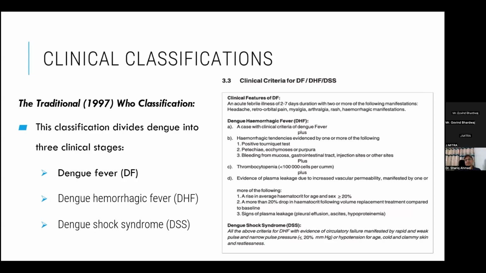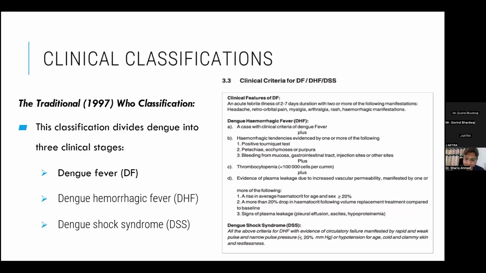Then, if the condition further worsens, it can lead to dengue shock syndrome. What is dengue shock syndrome? After the hemorrhagic manifestations, there is a very rapid and weak pulse, and there is narrow pulse pressure of less than 20 mmHg, or hypotension for the age, and there is cold and clammy skin and restlessness. When this occurs, we say it is dengue shock syndrome.